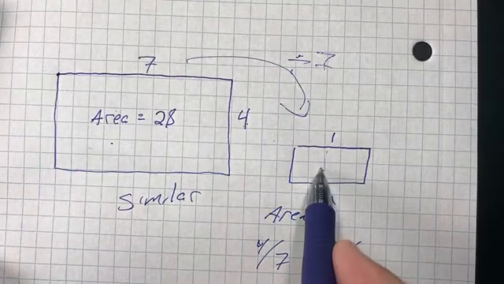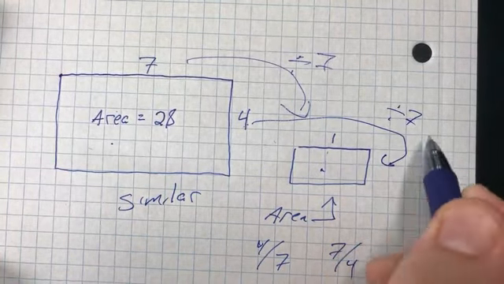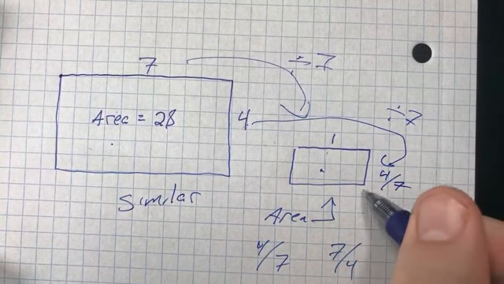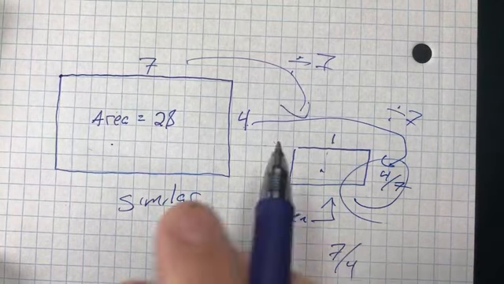And so we get 1. So to get from here to here, we also have to divide by 7. And so what we get is 4 over 7. What is 4 over 7 times 1? 4 out of 7. That's what I'm talking about.